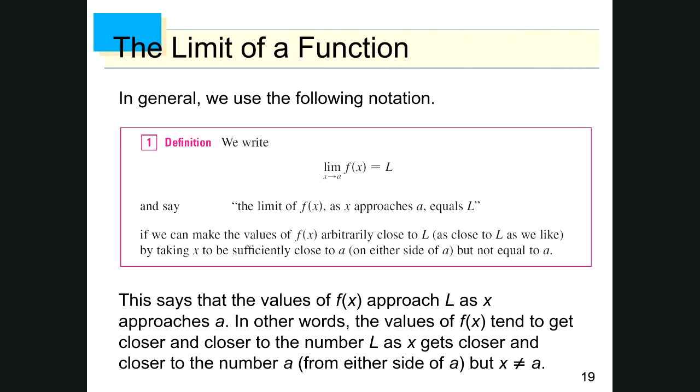All right, the limit of a function. So let's look at the definition. This is now the general definition of a limit of a function. We say the limit as x tends to a of f of x equals L. What does this mean? It means the limit of f of x as x approaches a is equal to L.